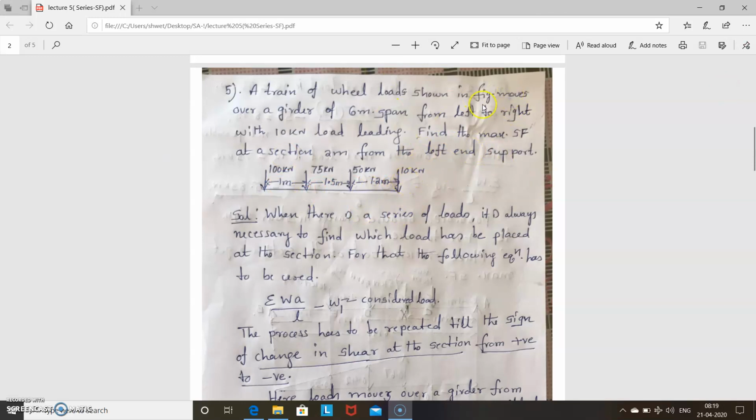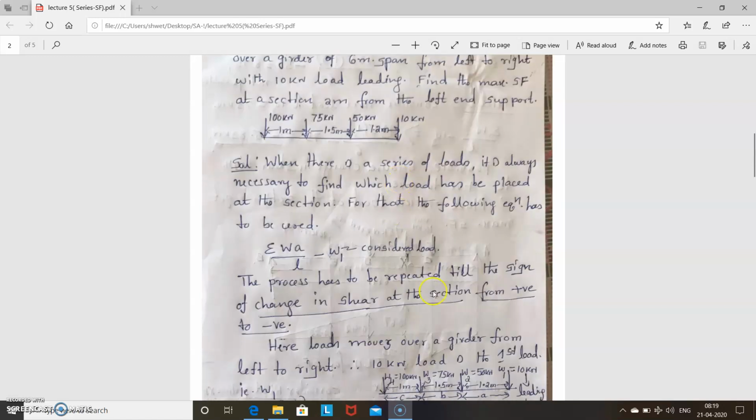These wheel loads move from left to right. So this is the first load, the leading load. This is W1, this is W2, this is W3, this is W4. As I said, you have to now use the formula. First you have to consider this load, the leading load. Till what time do you have to consider this load?